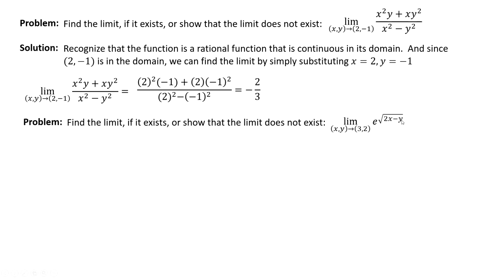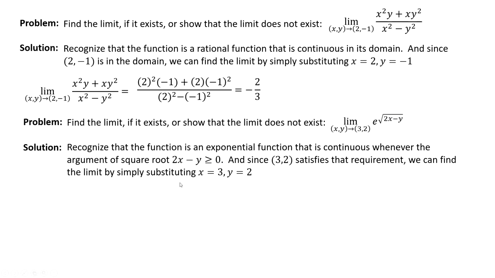So as long as 2x minus y is greater than or equal to 0, we are okay. All those points such that 2x minus y is greater than or equal to 0 are in the domain of this function, e to the square root of 2x minus y, and it is continuous at all those points. So is (3, 2) one such point? Let's plug. 2 times 3 is 6, 6 minus 2 is 4. Yeah, 4 is clearly greater than 0. So yes, (3, 2) is in the domain of this function and it is continuous. So guess what, folks? It's just an exponential evaluated at that point.